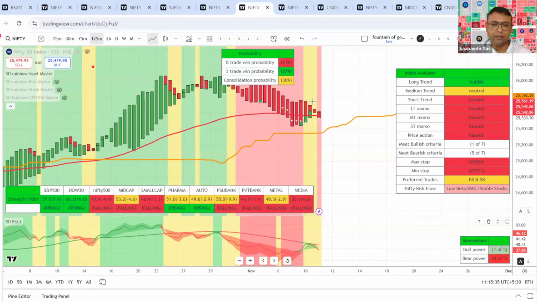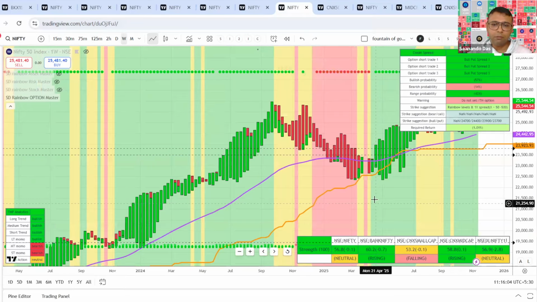And once again, I had the expectation that it may also turn to the lower side, which is a turning. So short term, it remains significantly bearish. Sell trade win probability is the highest with the range bound possibility at 36%.